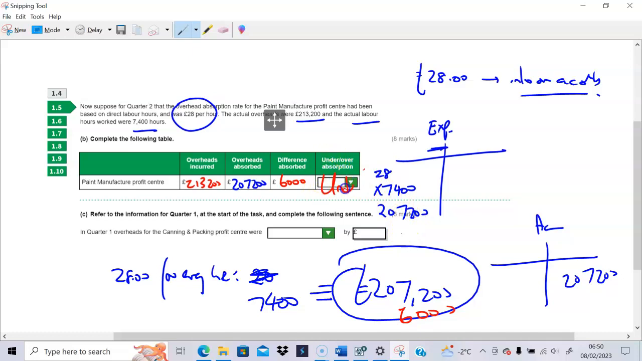And I've under-absorbed, and that's what's happening here. Okay.